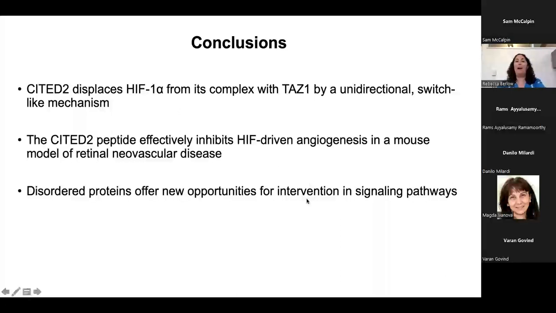And so I hope today I've been able to share our results describing how Cytid-2 is able to potently displace HIF-1 alpha from its complex with TAZ1 by a unidirectional switch-like mechanism. We think this gives us new insight into how disordered proteins like Cytid-2 might be used in a therapeutic context, specifically through the work that I presented at the end of the talk on understanding how Cytid-2 can mediate HIF-driven angiogenesis.